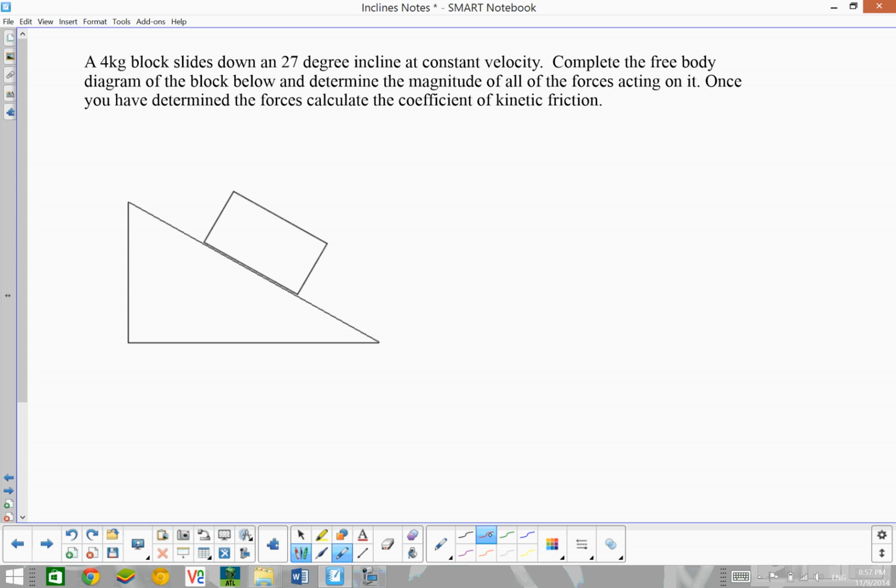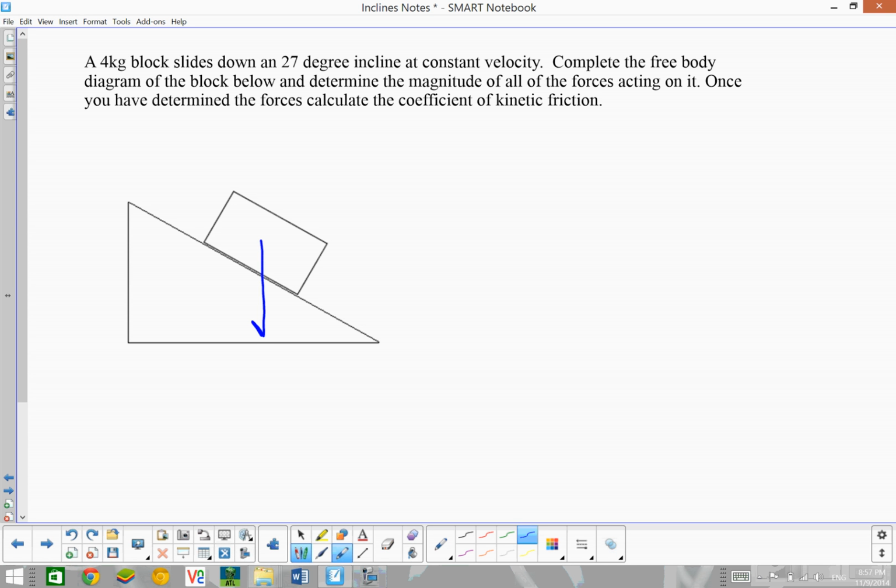We first need to complete the free body diagram, but then once we do that, we also need to figure out all of the forces acting on it. Once we figure that out, we also need to figure out the coefficient of kinetic friction, or mu. So let's go ahead and complete that free body diagram.